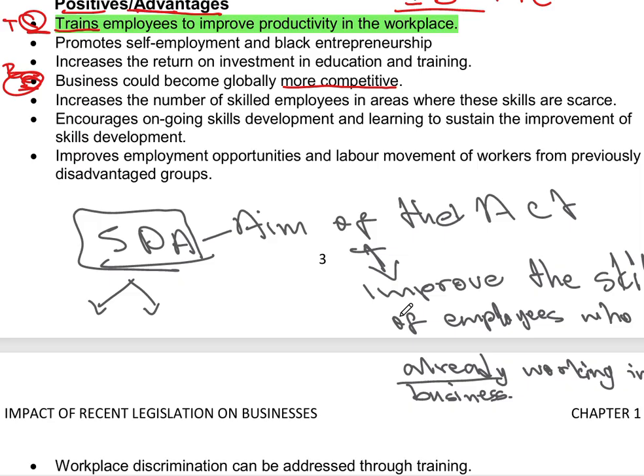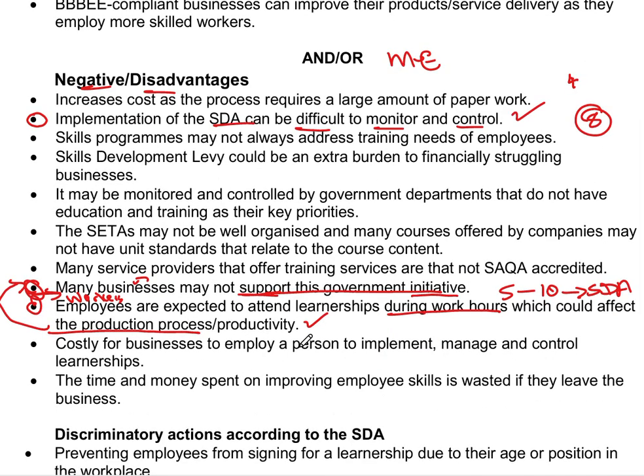Might be training wherever we take them. So now there are what we call advantages of that, and there are what we call disadvantages. When we go to disadvantages, they are saying workers are expected to attend learnership during work hours. So learnership, they are simply saying, is training during work hours, which could affect the production process.